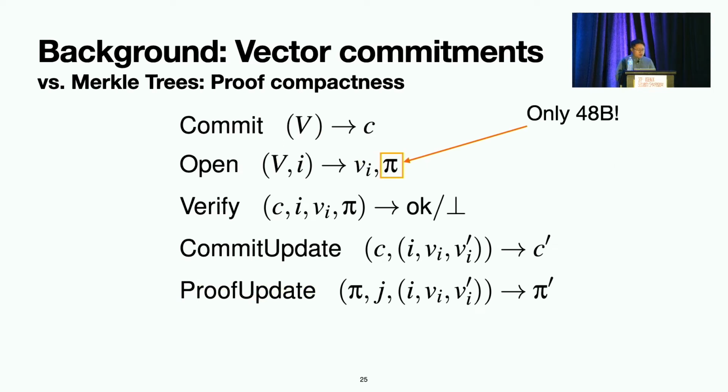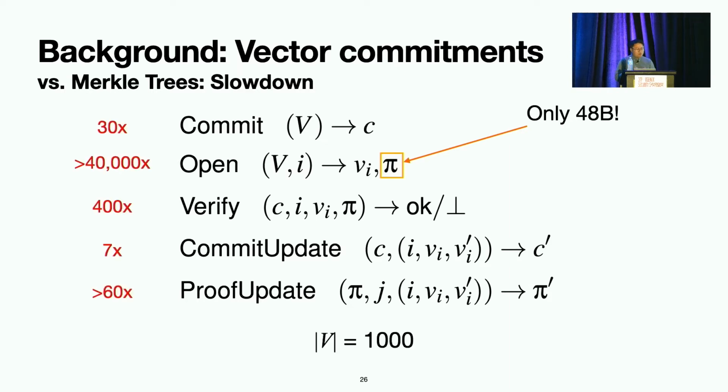The advantage of the vector commitments that Aardvark uses over Merkle trees is that the proofs are very small. They're only 48 bytes large. Unfortunately, these operations are much slower. For instance, for vectors with 1,000 elements, the open operation could be more than 4 orders of magnitude slower than the corresponding operation in a Merkle tree.